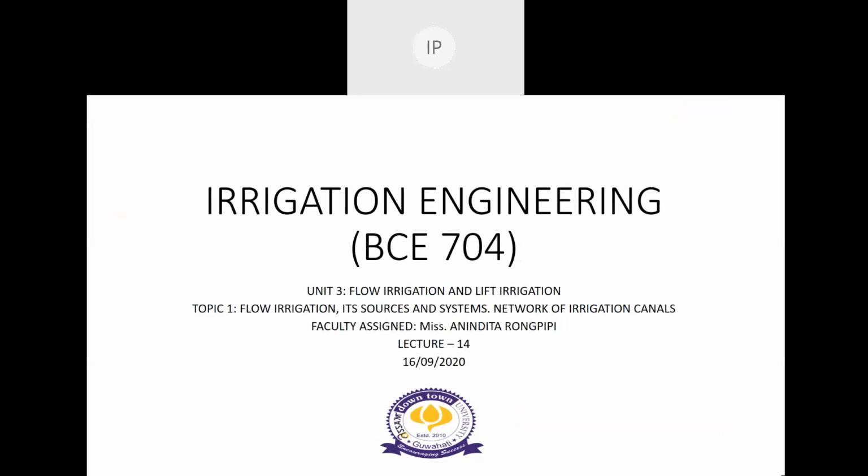Today we'll start a new unit number 3, which is flow irrigation and lift irrigation. So the first topic is what is flow irrigation, what are its sources and systems, and the network of irrigation canals.